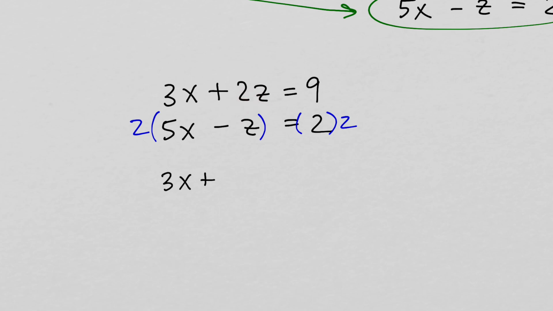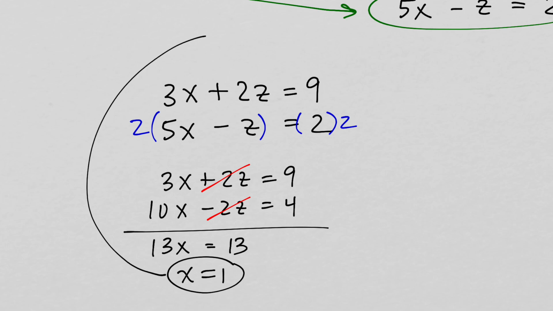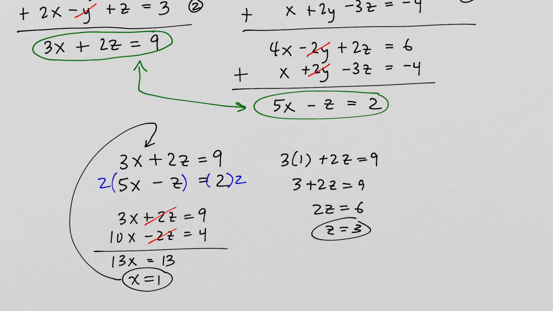So we have 3x plus 2z equals 9. And now we have 10x minus 2z is equal to 4. And if we add these together, we get 13x is equal to 13. Dividing by 13, we end up with x equals 1. Now, once we know x equals 1, we can plug that in here, and we can solve for z. So we have 3 times 1 plus 2 times z is equal to 9. This is going to give us 3 plus 2z equals 9, subtracting 3 from both sides, and then dividing by 2, we end up getting z equals 3.